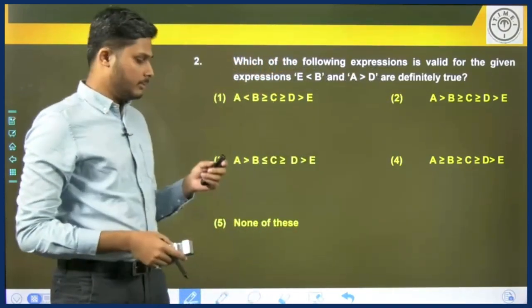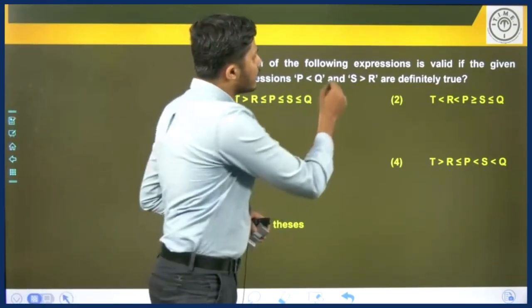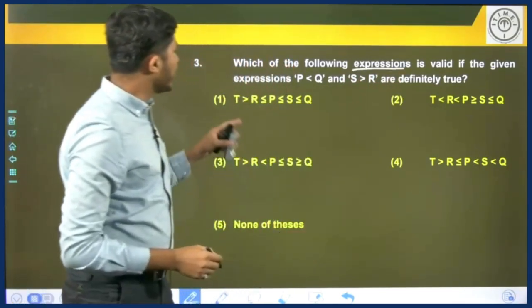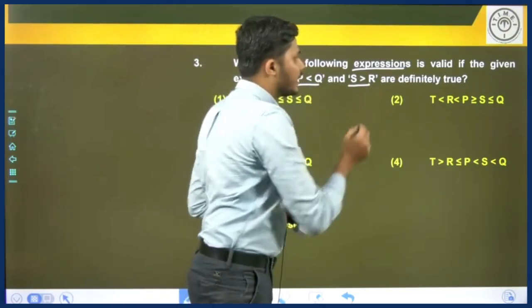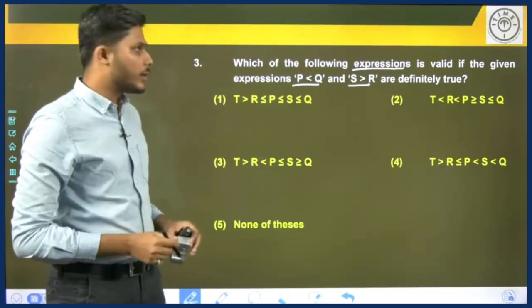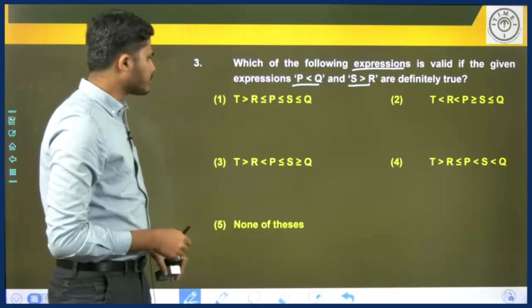Let's move on to the next question. Third question: which of the following expressions is valid if the given expressions P less than Q and S greater than R are definitely true? This is similar to the second question. Let's solve it in the same manner. So let's look at the first option.